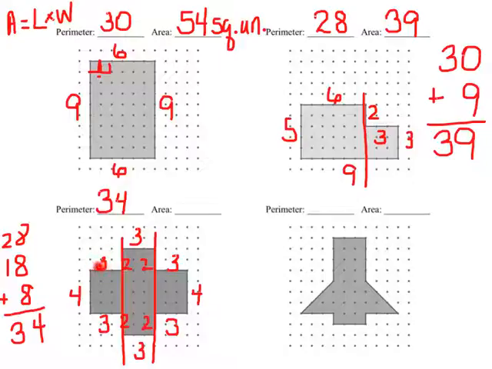Well, in this one, my width would be 3, and my length would be 4, and 3 times 4 is 12. So let's put that over here. I have 12 so far. And if I had 12 over here, then I'm going to have 12 right here, 3 times 4. So that would give me another 12.